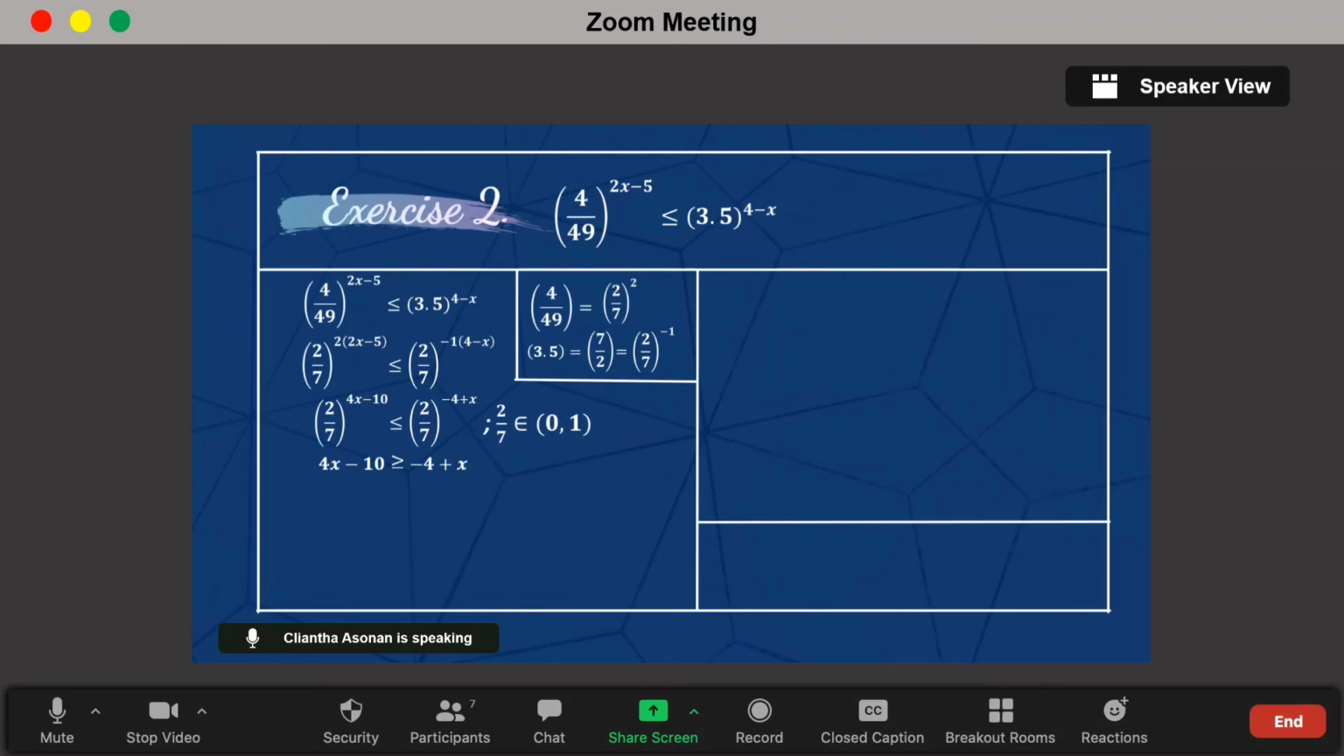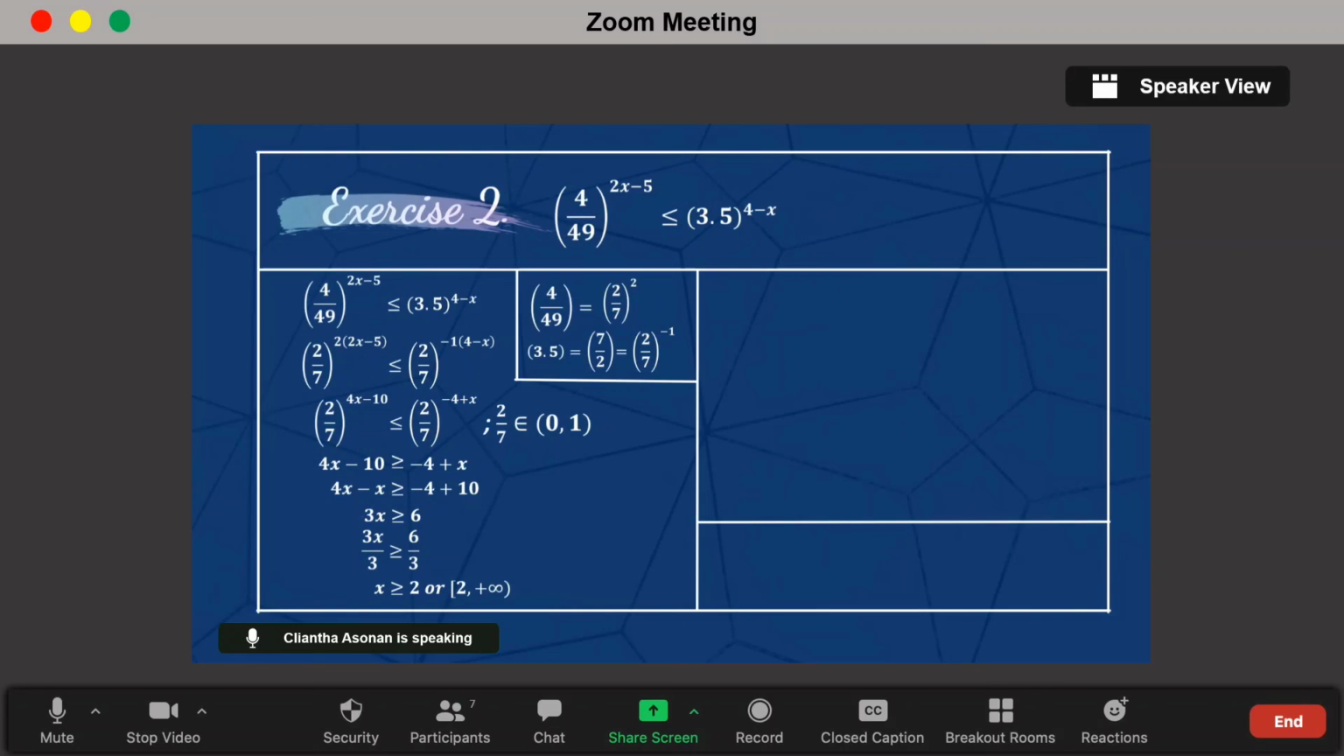After this, we combine like terms. So now we have 4x minus x is greater than or equal to negative 4 plus 10. So if we solve for that, it becomes 3x is greater than or equal to 6. Next, we have to make the numerical coefficient of x become 1. So we divide both sides of the inequality by 3. So we arrive with x is greater than or equal to 2.